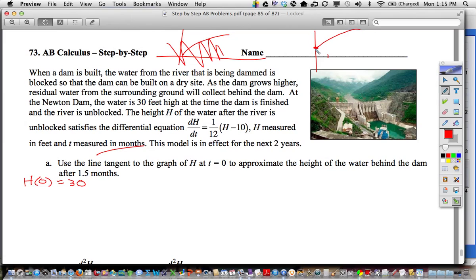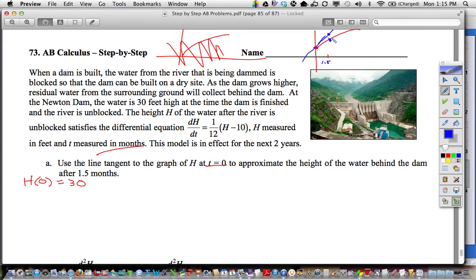They want me to use the tangent line at t equals 0. So that would be this blue line here. Right? They would like me to use this blue tangent line. And let's say this is 1.5 right here. Now I'd like to know the height of the water at 1.5, but they're going to tell me to use the tangent line to approximate that. Why would that be an okay thing to do?